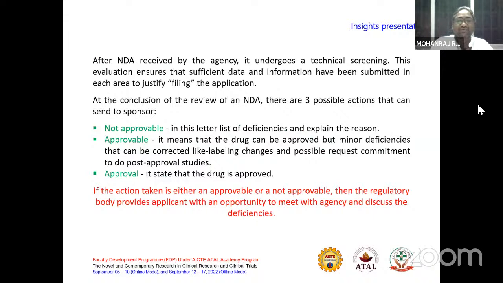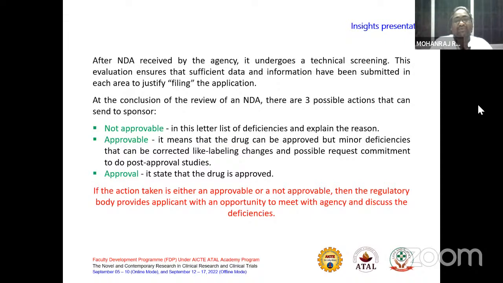After the new drug application is received by the agency, it undergoes a technical screening. This evaluation ensures that sufficient data and information have been submitted in each area to justify the filing of the application. At the conclusion of the review, three possible actions can be sent by the reviewer to the sponsor: not approvable, approvable, and approval.